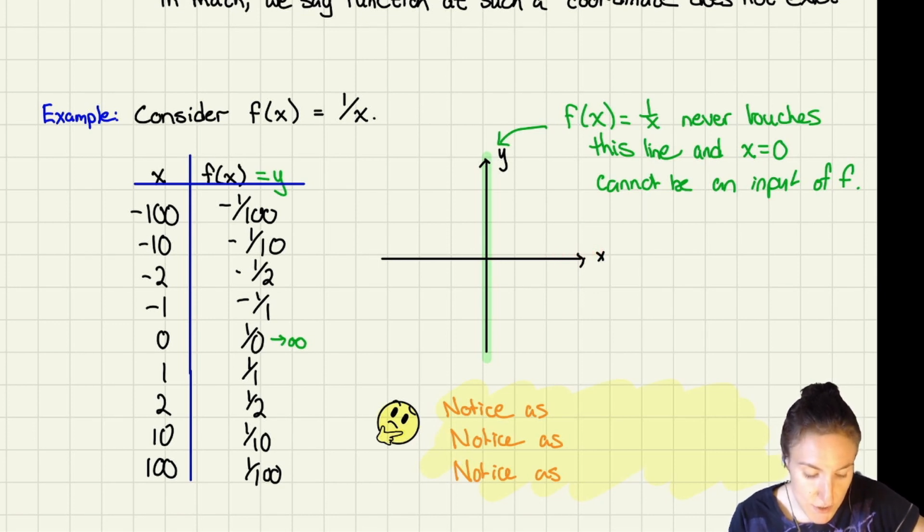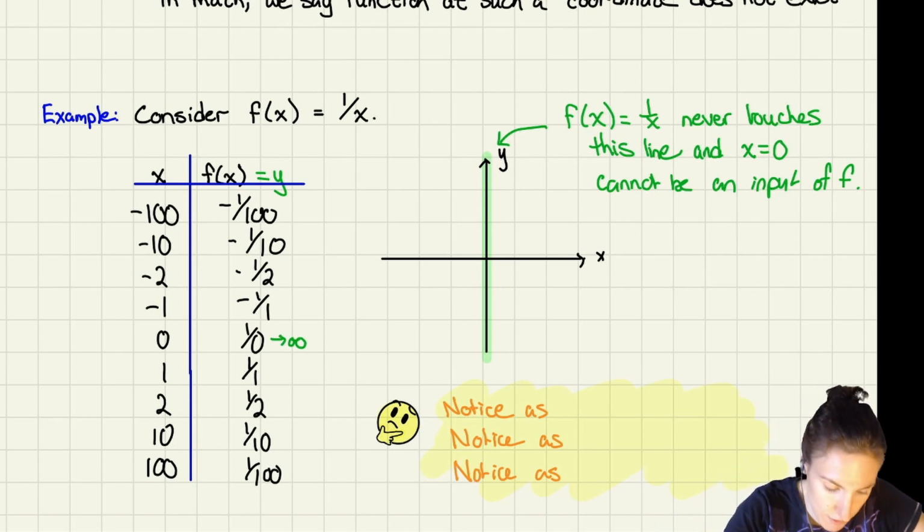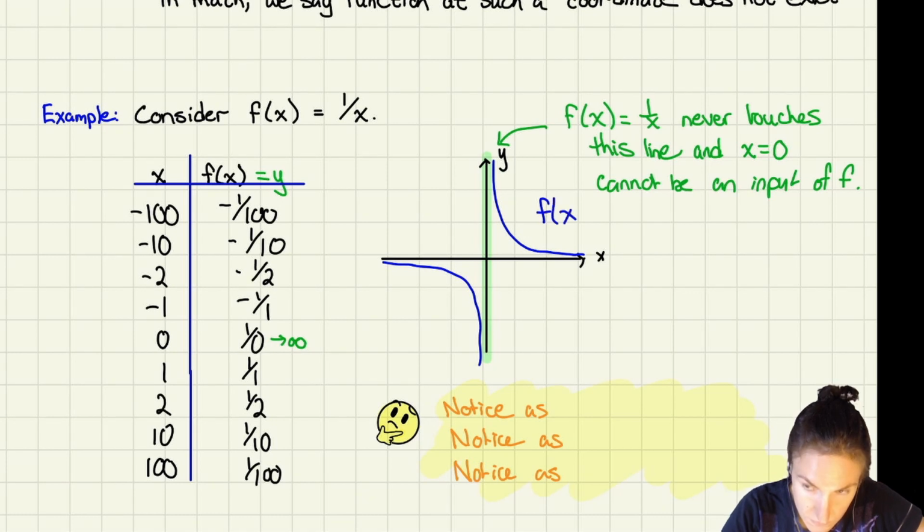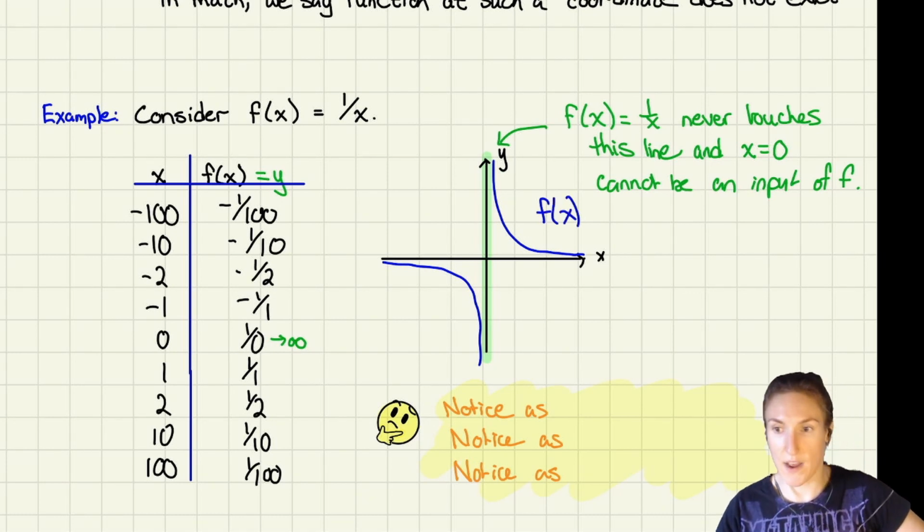Same thing on the other side. If x is getting more and more negative, the value of our function gets closer and closer to 0. But as we approach this line here, if we're positive, the function is going to get really large. If x is negative and gets close to 0, it's going to get really large, except in the negative y direction. So our function looks something like this. All right, this is our f of x.